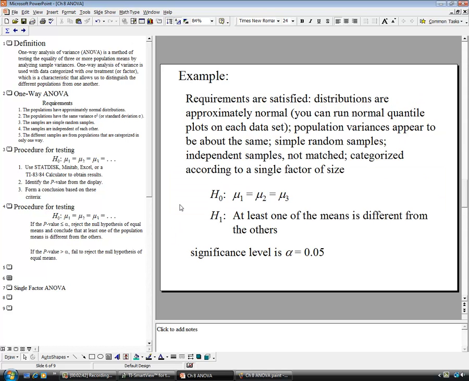So our null hypothesis is that all 3 treatment means are the same. Our alternative hypothesis is at least one is different. I've got H1 instead of HA, but that's certainly fine. Our significance level is alpha, and that is going to be 0.05.